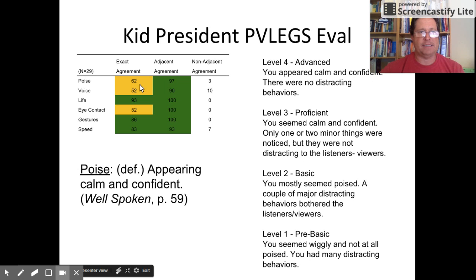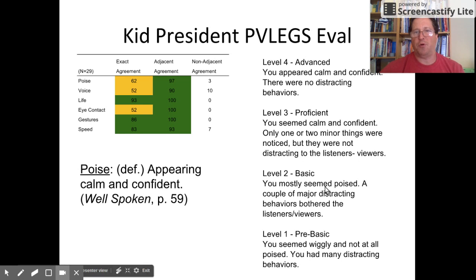And we got a 62% exact agreement on Poise. The definition that Eric gives us in Well Spoken is that Poise is appearing calm and confident. So here are the 4 levels we have: advanced, proficient, basic, and pre-basic. You appeared calm and confident. There were no distracting behaviors. You seemed calm and confident. Only 1 or 2 minor things were noticed, but they were not distracting to the listeners or viewers.